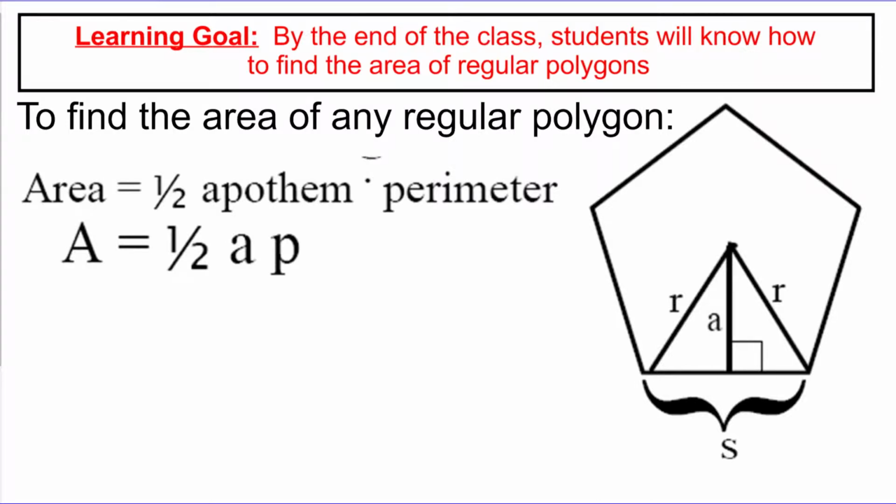How do we find the area? What information do we need? Right, and so this formula right here is what we're really going to be looking at. Right, 1/2 times the apothem times the perimeter.